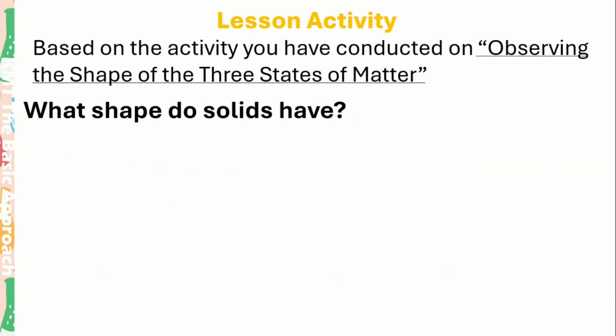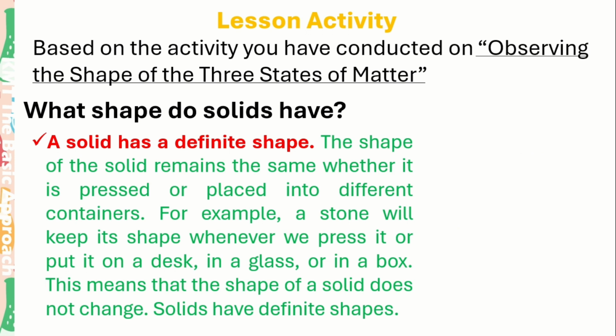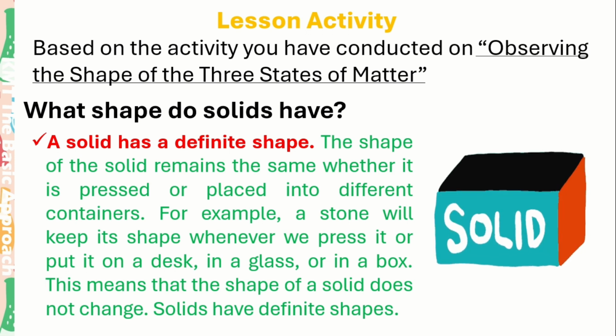What shape do solids have? A solid has a definite shape. The shape of the solid remains the same whether it is pressed or placed into different containers. For example, a stone will keep its shape whenever we press it or put it on a desk, in a glass, or in a box. This means that the shape of a solid does not change. Solids have definite shapes.